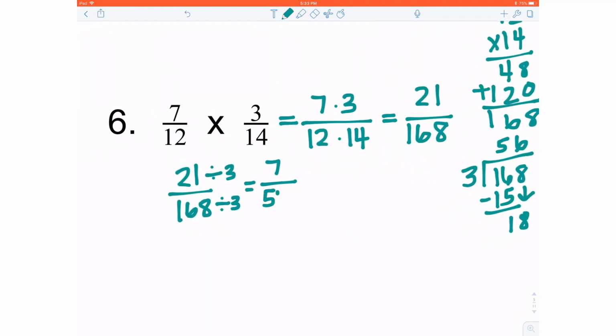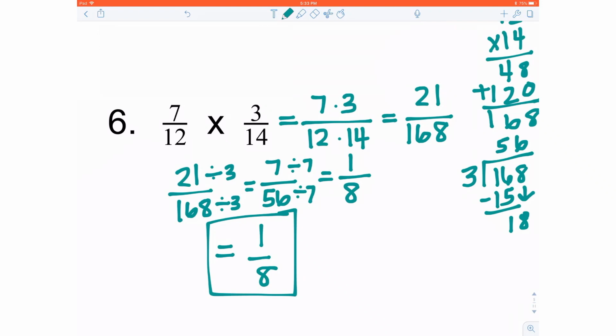7 over 56. Now, can I simplify this further? Yes, I can. I can actually divide by 7 top and bottom. Because 7 can be divided by 7, and 56 can be divided by 7. So 7 divided by 7 is 1. 56 divided by 7 is 8. So my answer to number 6 is 1 over 8.